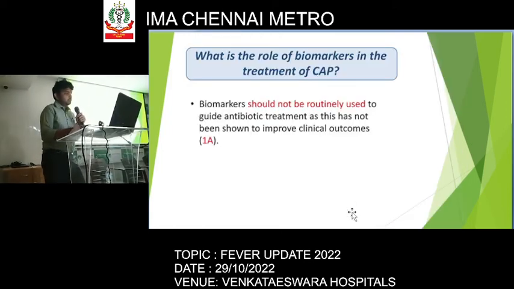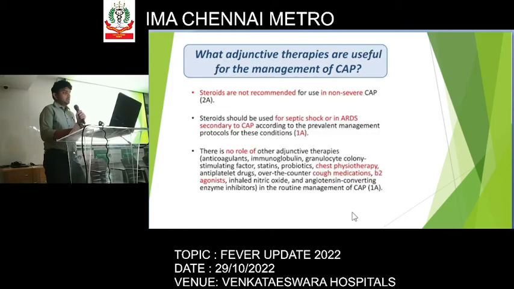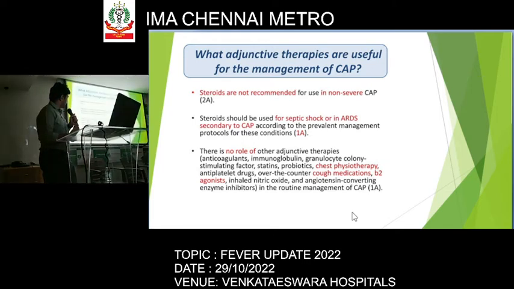Role of biomarkers: they are not routinely used in managing community acquired pneumonia or to guide antibiotic treatment. And adjuvant therapies like steroids are not recommended for use in non-severe community acquired pneumonia. Steroids can be used in septic shock or ARDS based on the sepsis protocol. And there is no role of adjuvant therapies like anticoagulants, immunoglobulins, probiotics, and over-the-counter cough medication.